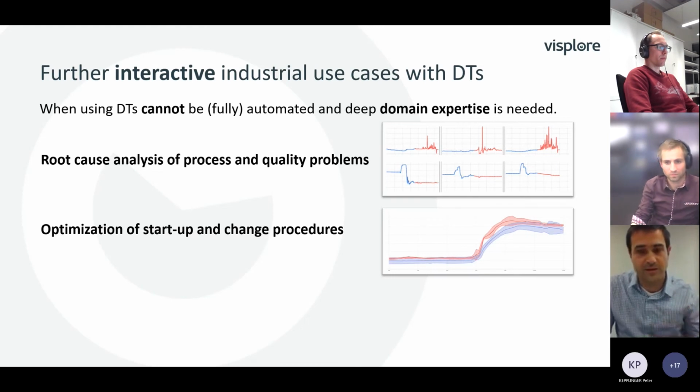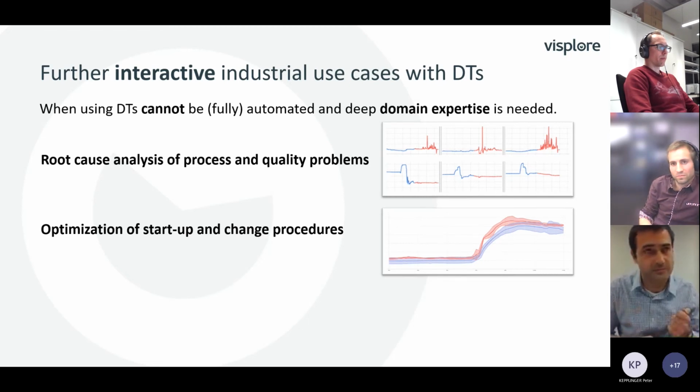Another use case we see at some of our users is the optimization of startup and change procedures. Startup procedures can refer, for example, in energy, to starting up power plants and ramping up the power consumption, but change procedures can, for example, refer in continuous manufacturing to switching from one grade to another grade. And those types of procedures are typically one critical point for process optimization.